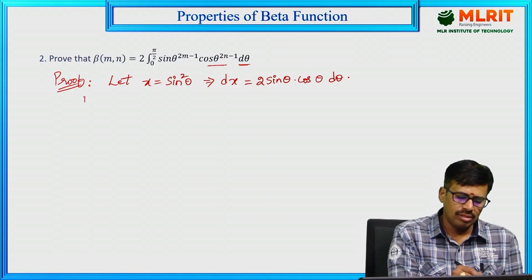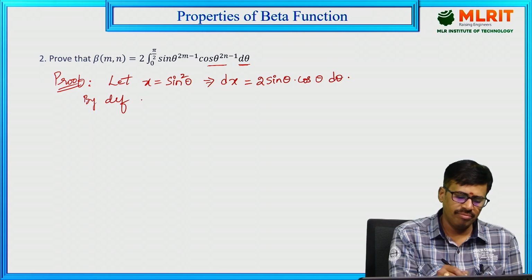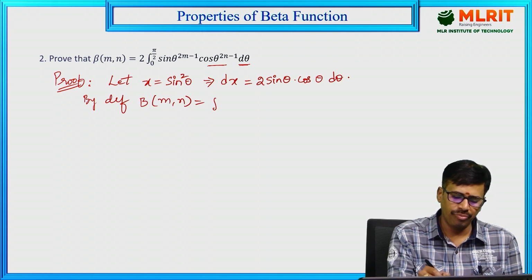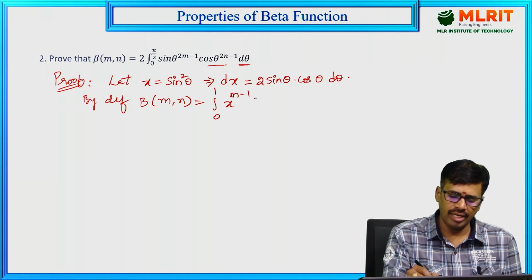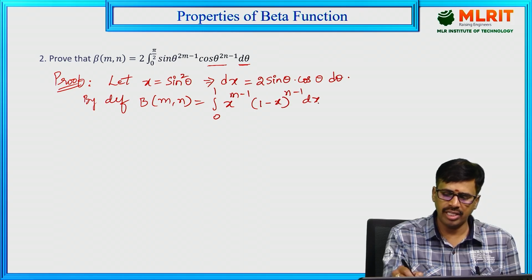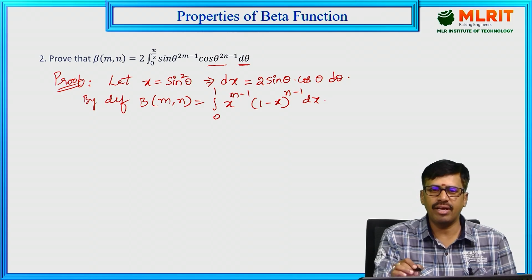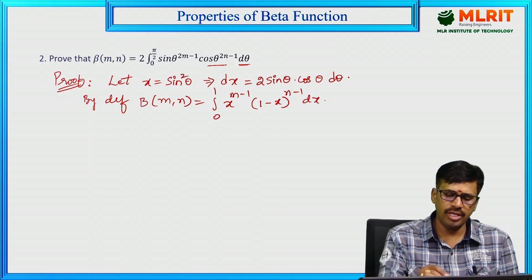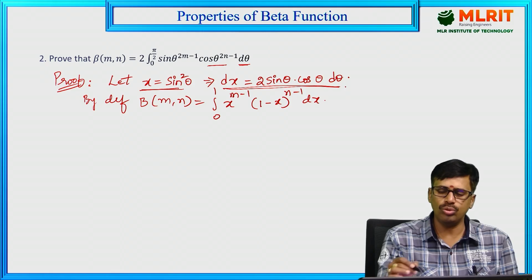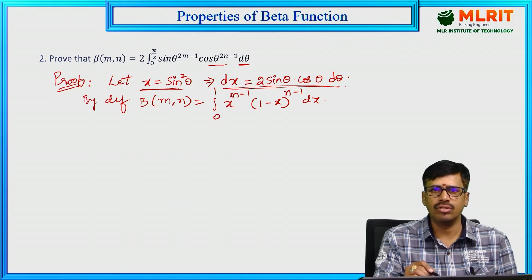So, by definition we have beta of m comma n is equal to integral 0 to 1 x power m minus 1 into (1 minus x) whole power n minus 1 dx. We prove this result by the basic definition of beta function. Now, in this substitute x equal to sine square theta and dx is 2 sin theta cos theta d theta. So x values will be converted to theta.